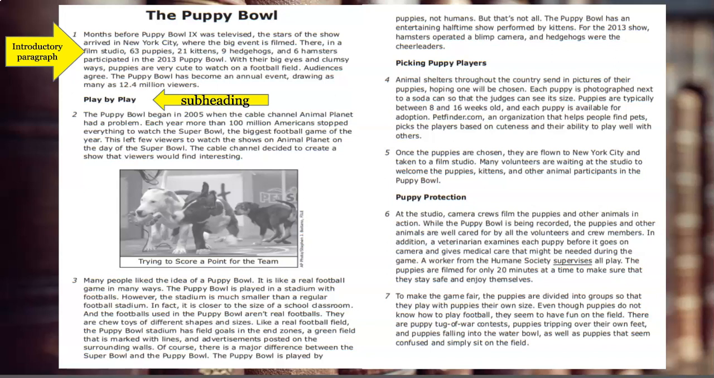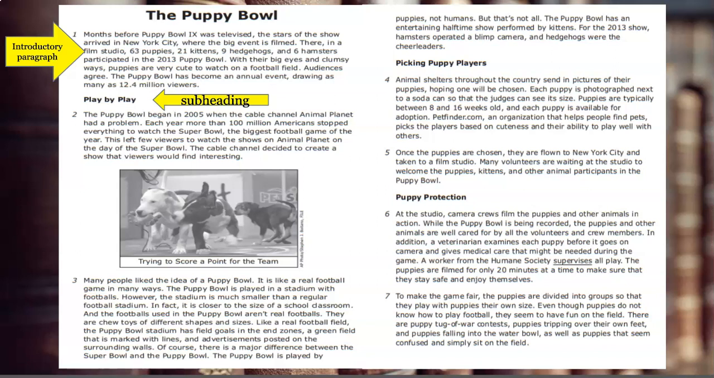It is like a real football game in many ways. The Puppy Bowl is played in a stadium with footballs. However, the stadium is much smaller than a regular football stadium. In fact, it is closer to the size of a school classroom. And the footballs used in the Puppy Bowl aren't real footballs. They are chew toys of different shapes and sizes. Like a real football field, the Puppy Bowl stadium has field goals in the end zones, a green field that is marked with lines, and advertisements posted on the surrounding walls.